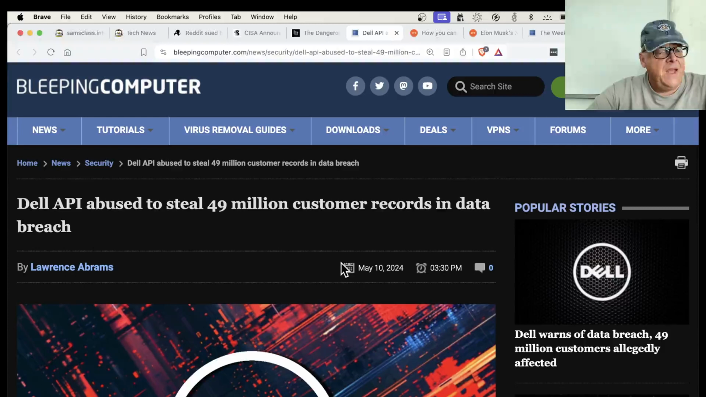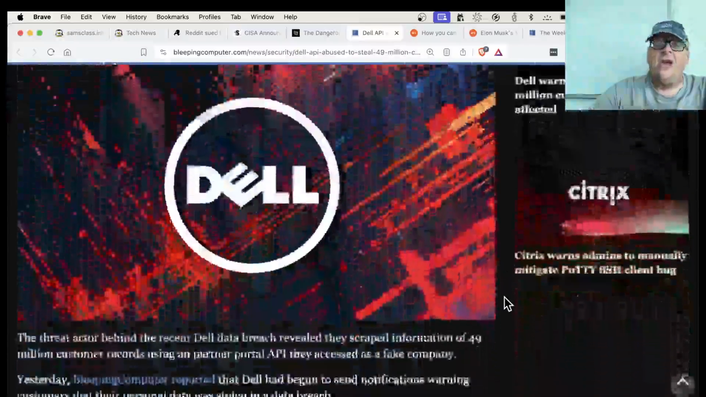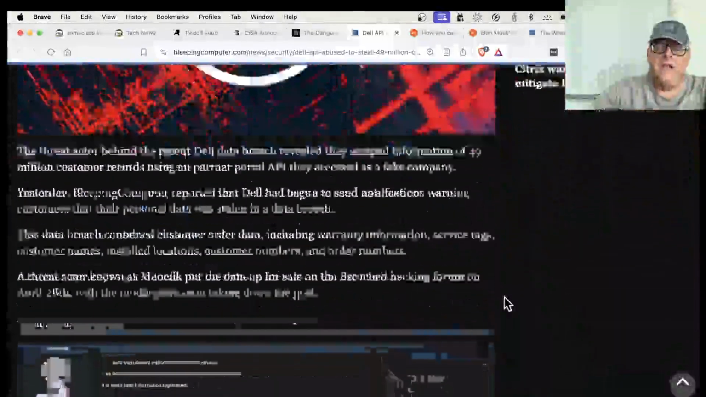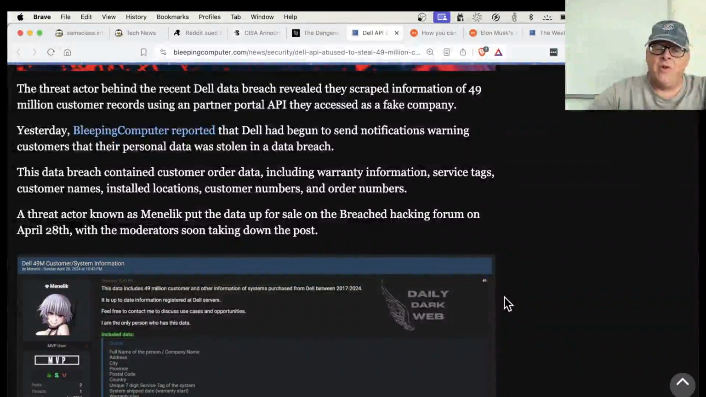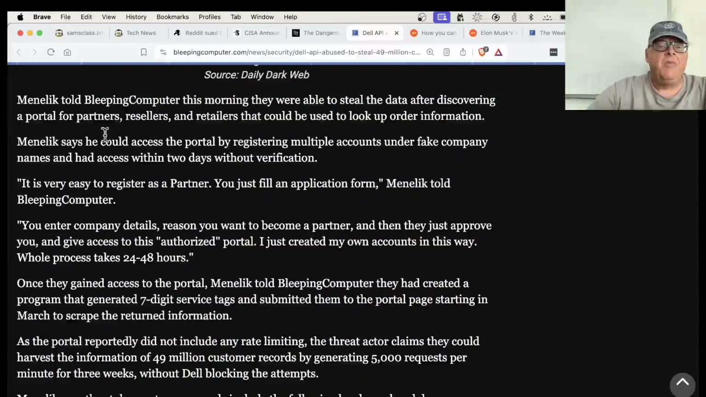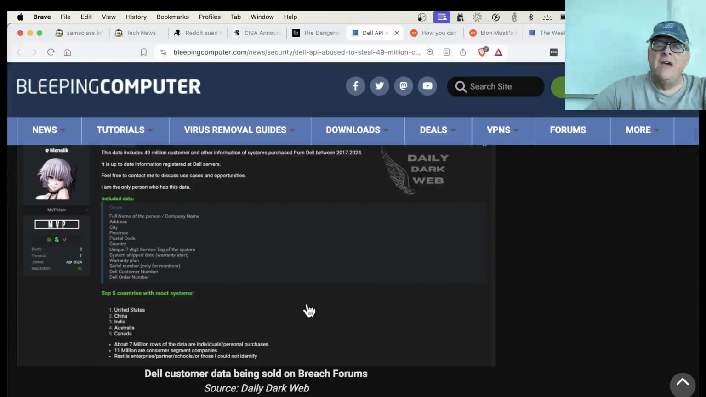And Dell had 49 million customer records stolen. Now, they didn't really get a lot of sensitive detail like social security or credit card numbers here, but what's interesting is how they did it. They have a developer portal where you can access a portal for partners, resellers, and retailers, and it turns out a criminal can just make a portal by registering a fake company, and they just approve it without verifying anything. So after he was in there, you then have the ability to request information about users with no limit.